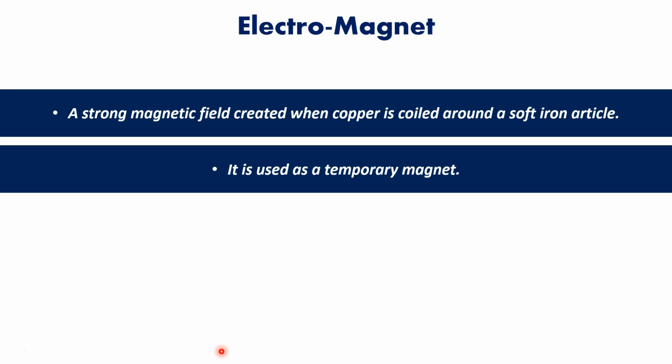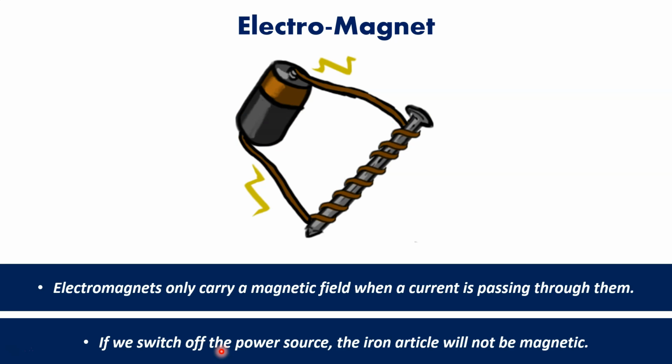Now let's talk about an electromagnet. When a strong magnetic field is created when copper is coiled around soft iron articles, it can be used as a temporary magnet, which is also known as an electromagnet. As you can see here, we've coiled a copper wire around this article of soft iron and connected it to a battery through some connecting wires. Once we provide a source of electricity and there's current flowing through this conductor, this iron article becomes magnetized and it can attract objects, metal objects that is.